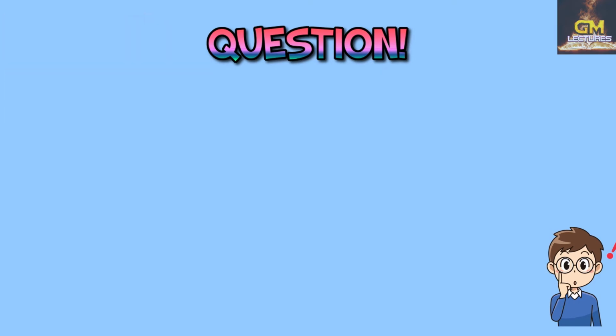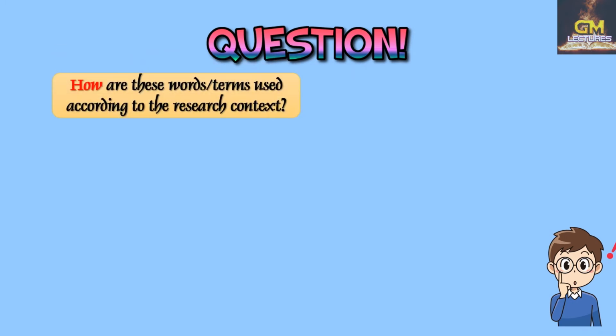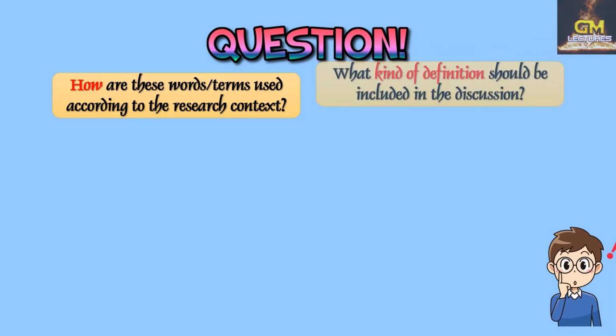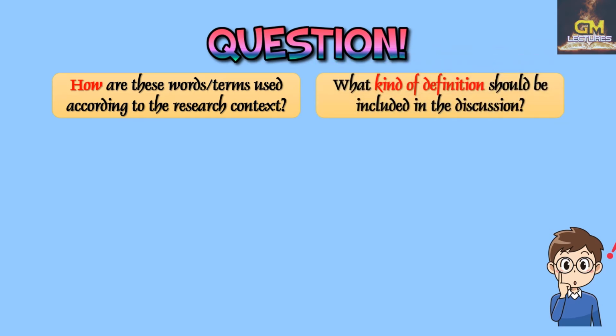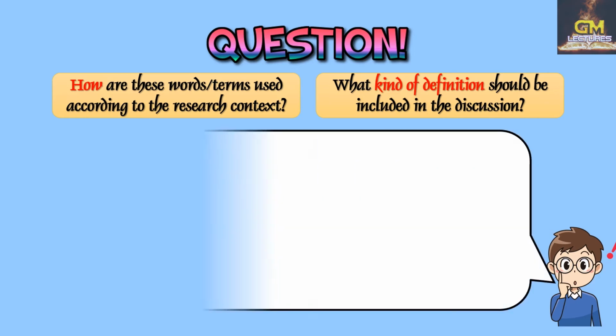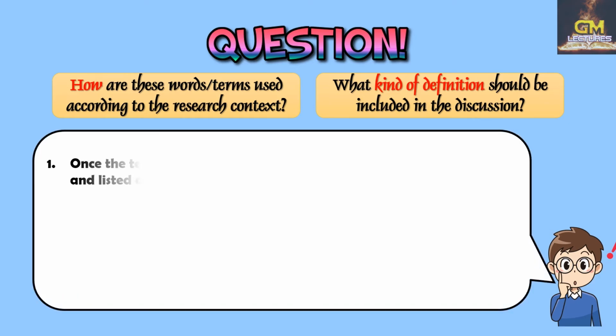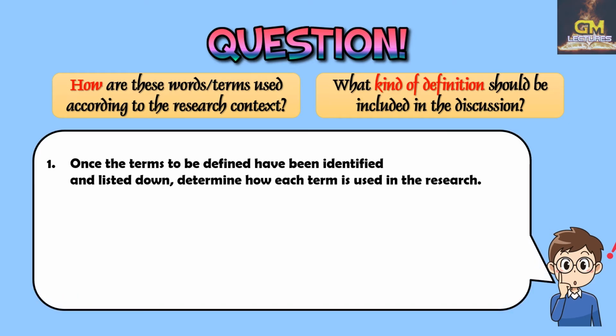The next two questions are interconnected. When we ask the questions, how are these words or terms used according to the research context, and what kind of definition should be included in the discussion, we have to consider the following. First, once the terms to be defined have been identified and listed down, we have to determine how each term is used in the research.